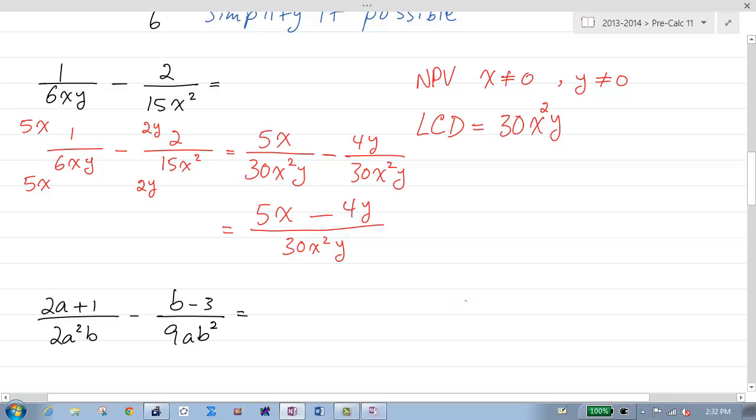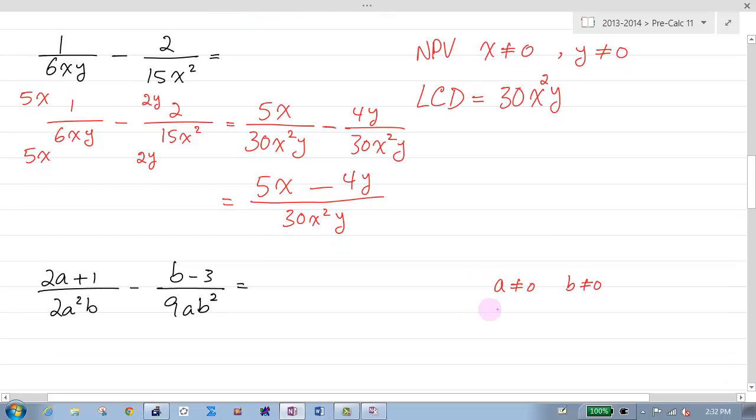Okay, so the denominator of the first fraction is a difference of squares, already factored as a minus 3 times a plus 3. I'm just going to state the non-permissibles. a cannot be equal to 3, and b cannot be equal to 0. Now multiplied by the numerator of the second fraction.